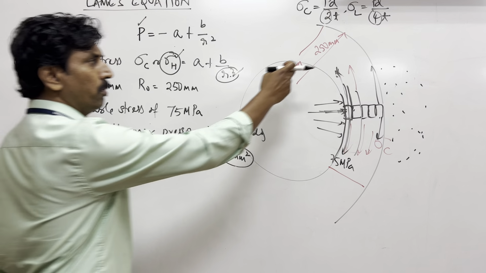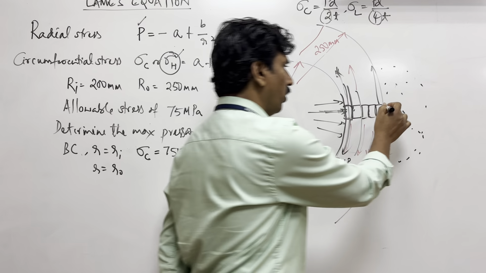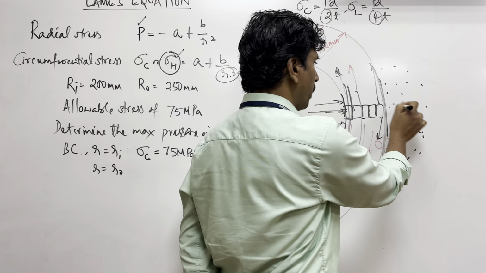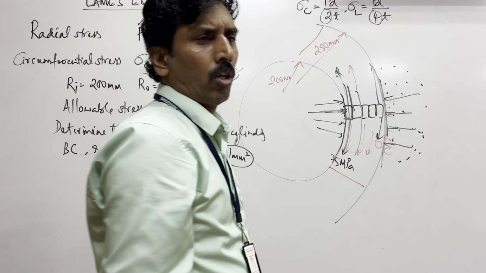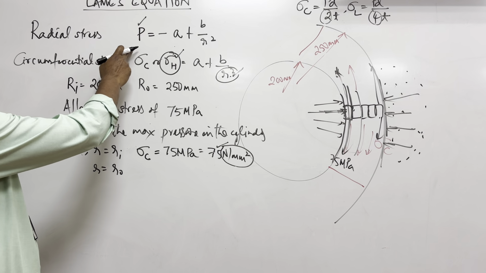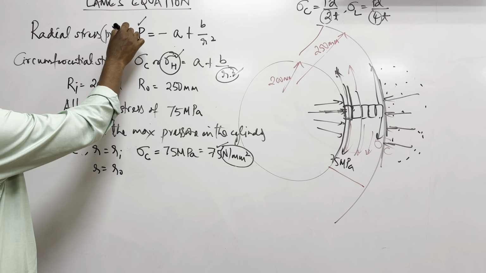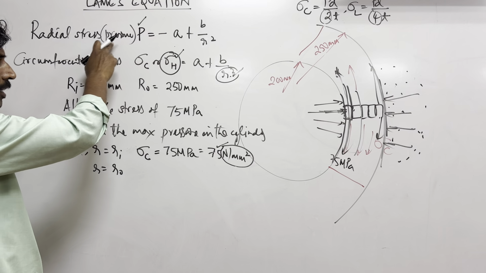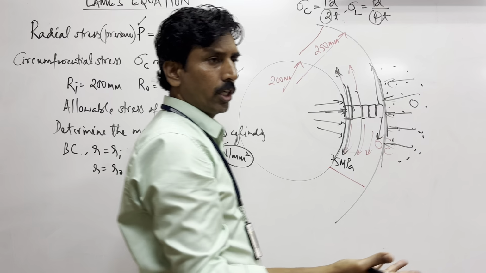R naught refers to how much? 250. That is at the outside of the cylinder. What is the pressure there? It is zero. So we are referring to this radial stress. Radial stress or pressure, you can write it as pressure. If you don't want to use the word stress, you can use the word radial pressure. So from outside the pressure is zero.